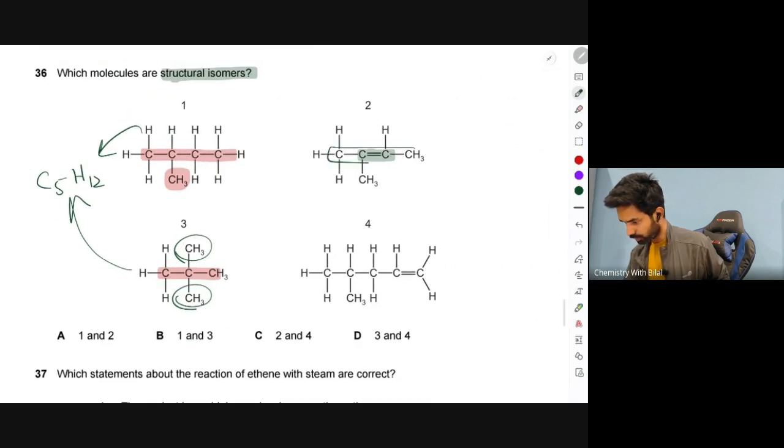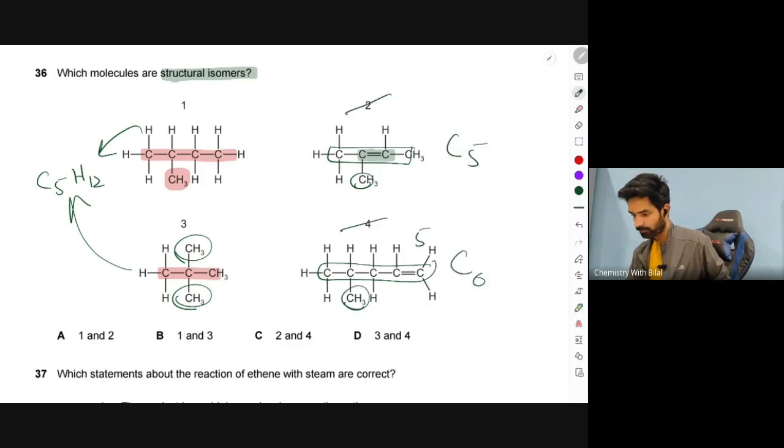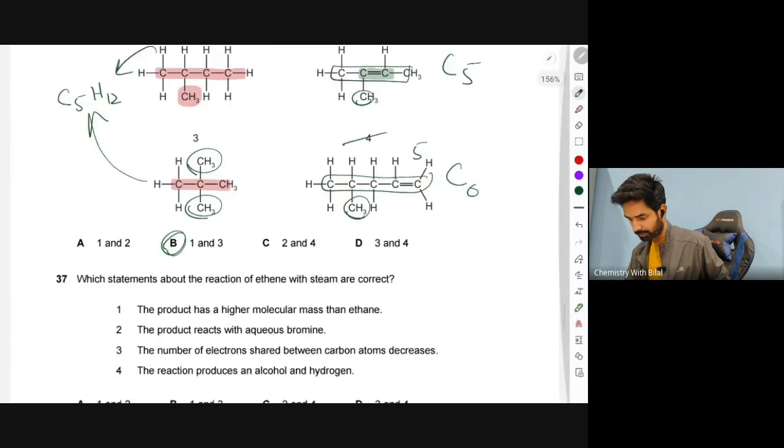Here there are total 4 carbons, I mean 5. 4 are in the main chain and the 5th is a branch. In this one, the total number of carbons is extra. In the main chain, this has total carbon 6, this has total carbon 5, so they are not isomers. 1 and 3 are isomers. A, B should be the correct answer.